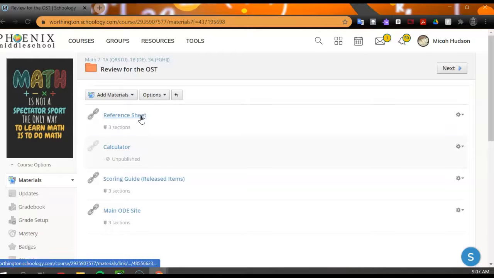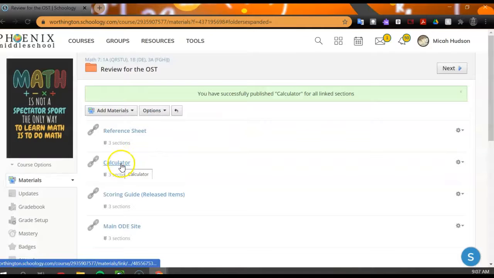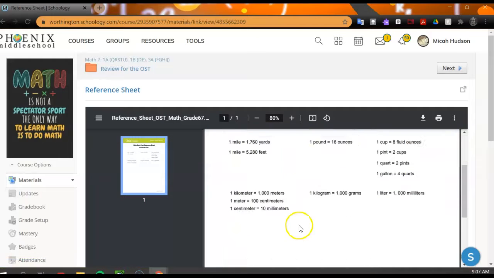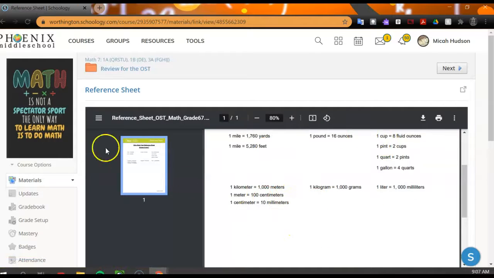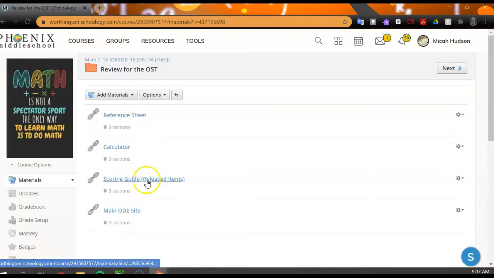In here, you don't really need to see this. I can go ahead and publish it if you want. It's just a little confusing if you guys go read it. But that is information about the calculator. This is the reference sheet that will be available to you during the test, so you can go check that out. They give you some conversions there. And then there's some links. And in here, the link that says scoring guide, that is what we're about to go over.